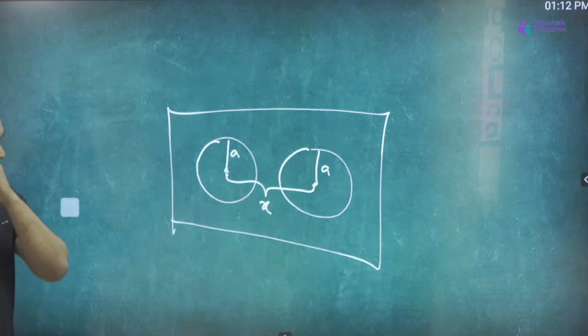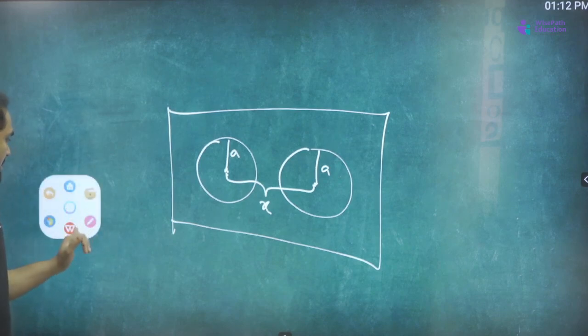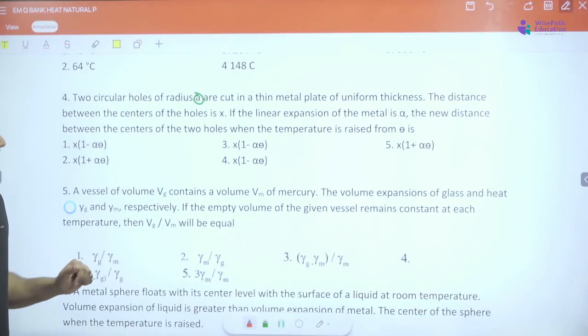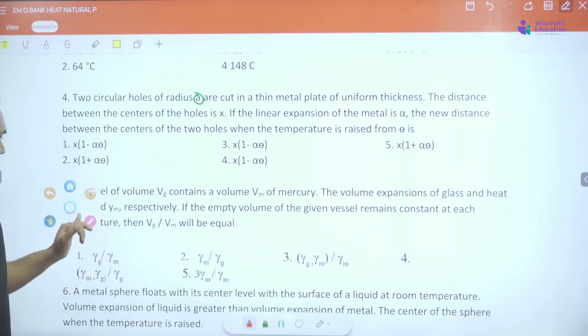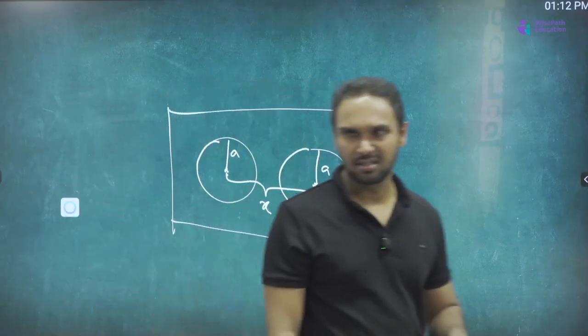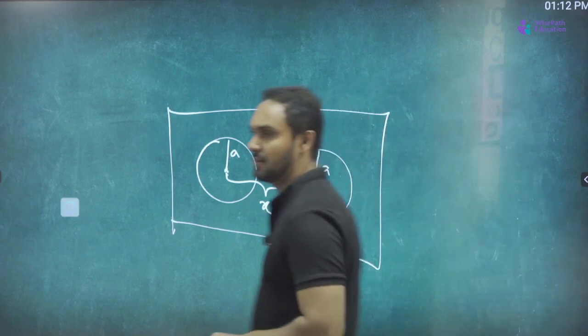So they are asking, if the temperature was increased by theta, what is the new distance between the centers? What is the new distance between the centers? So do we have to consider this A, the radius? No, right? Doesn't need to. Even A wasn't there in the answers.